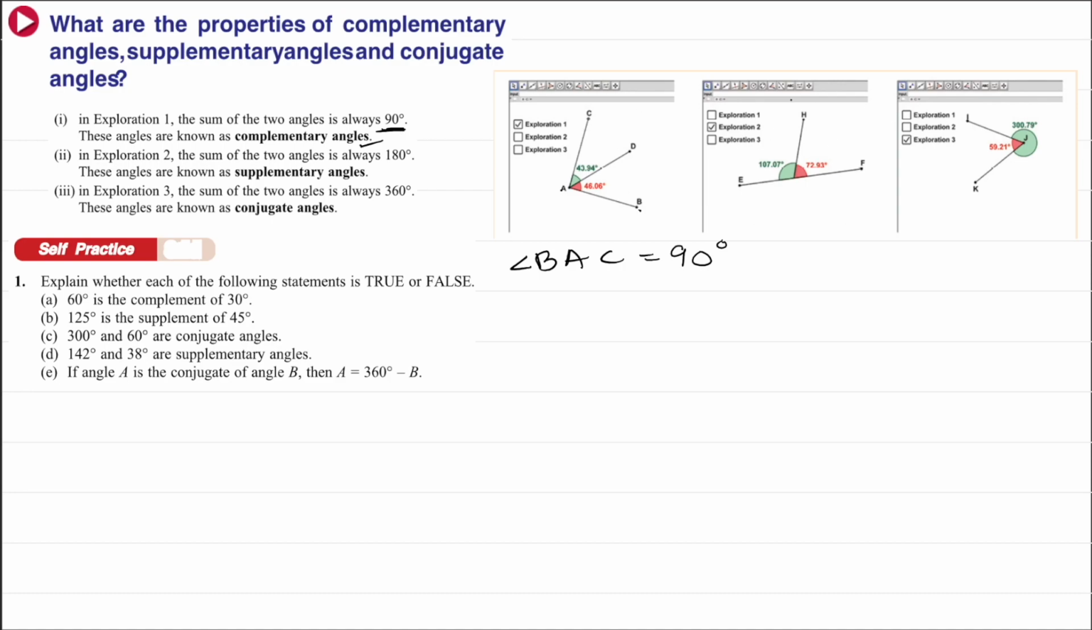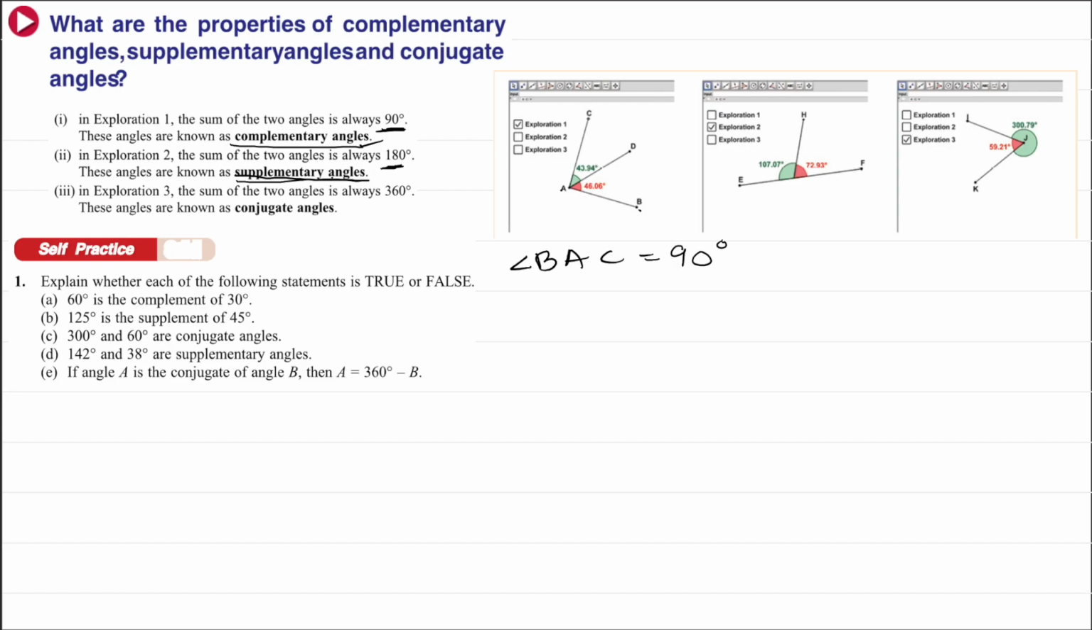Okay, ini untuk yang 90 darjah. Contoh yang kedua, dia meliputi straight line. So, mana-mana angle yang dekat straight line ni, bila tambah-tambah semua, memang akan dapat 180. The sum of the two angles is always 180 untuk straight line. So, apakah nama angle dia? Supplementary angle.